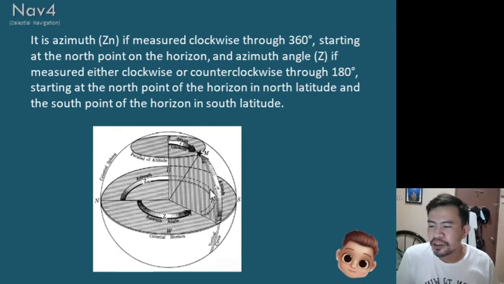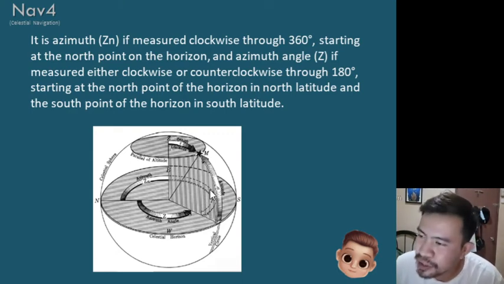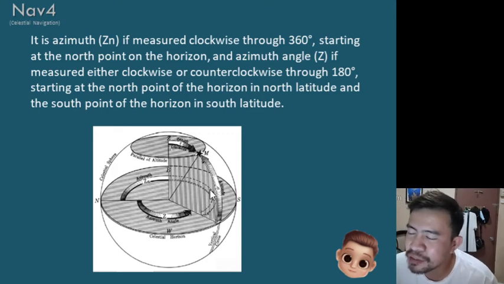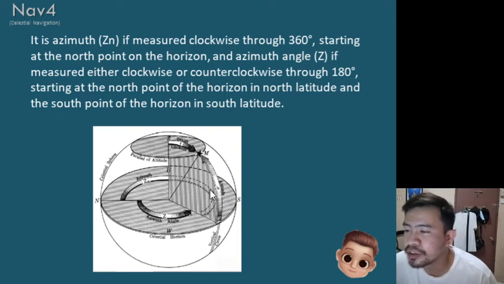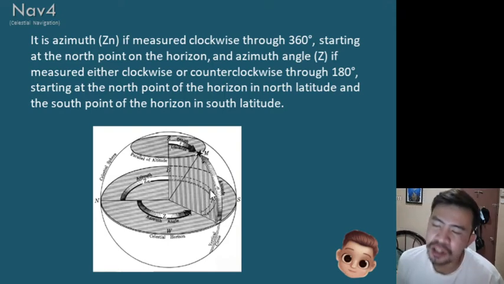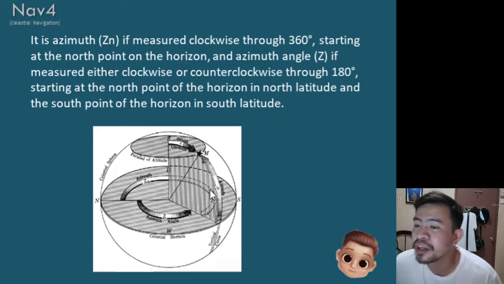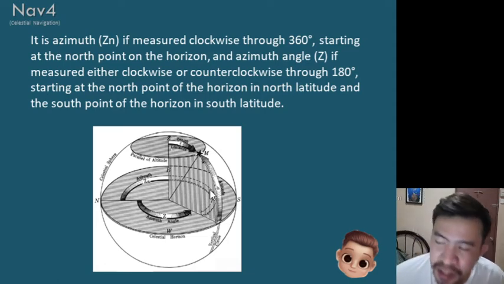We have two terminologies to use, the azimuth angle and the azimuth. It is the azimuth if it is measured clockwise through 360, starting at the north point on the horizon, which we were talking about earlier. But when we say azimuth angle, it is measured either clockwise or counterclockwise, through 180 degrees, starting at the north point of the horizon in the north latitude and south point on the horizon in the south latitude.